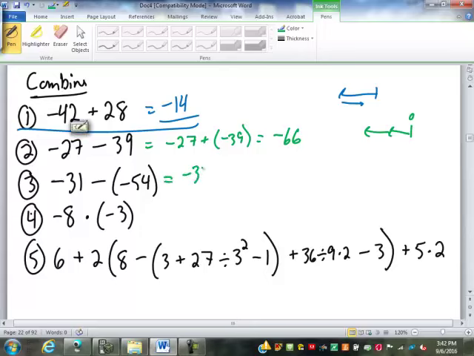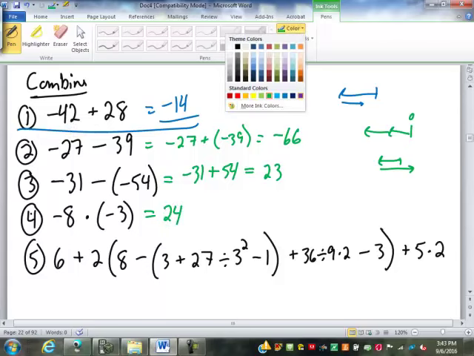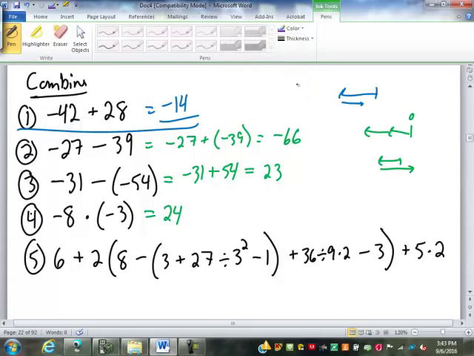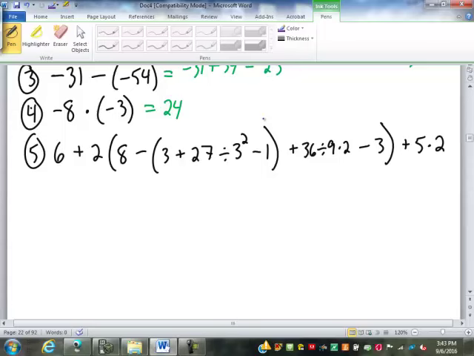Negative 31 minus a negative 54 becomes negative 31 plus a positive 54. Negative 31, positive 54, it becomes positive 23. Our vectors end up on the positive side of 0. They're going opposite directions, so we subtract the values. Then we have negative 8 times negative 3, positive 24. Then we stepped it up just a little bit on number 5. Order of operations problem. I'm going to rewrite the problem down here so I can start just doing some erasing and replacing.